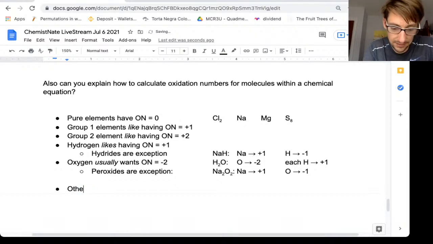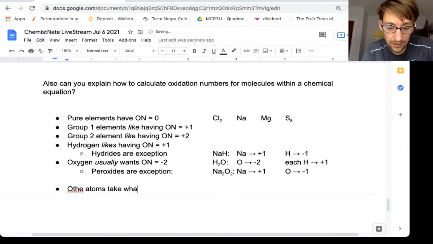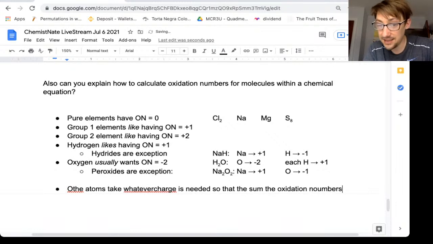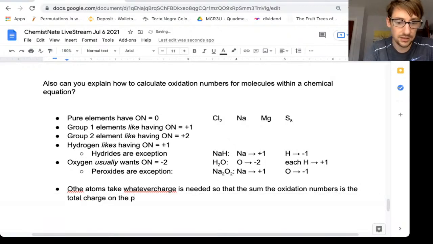Other atoms take on whatever charge is needed so that the sum of all the oxidation numbers is the total charge on the particle.